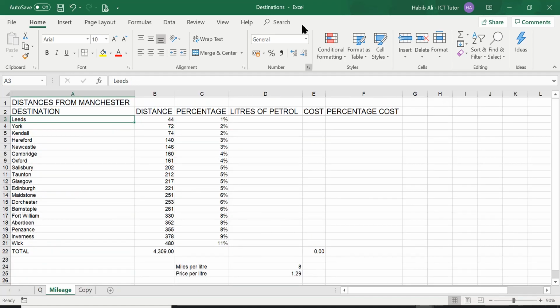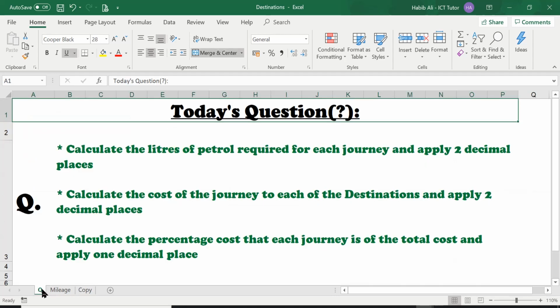Now we are back on the destination spreadsheets on the mileage worksheet. We'll be using this one to answer these three questions. The first one was to calculate the liters of petrol required for each journey.